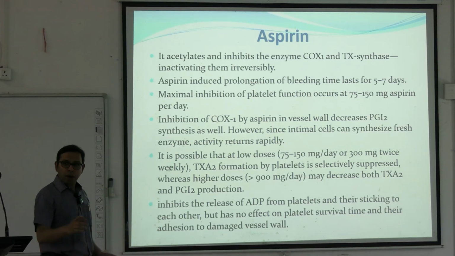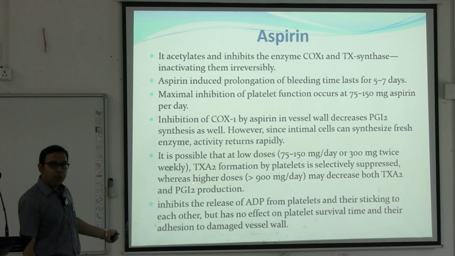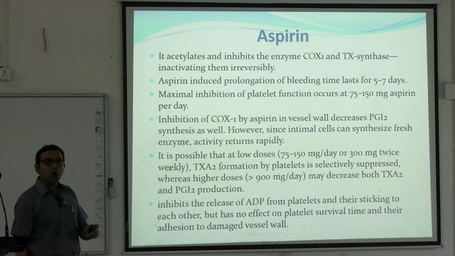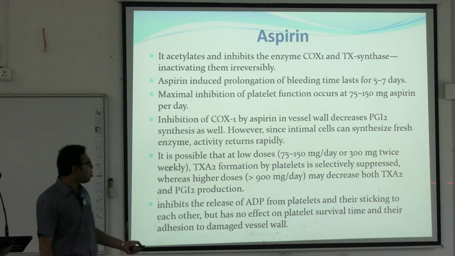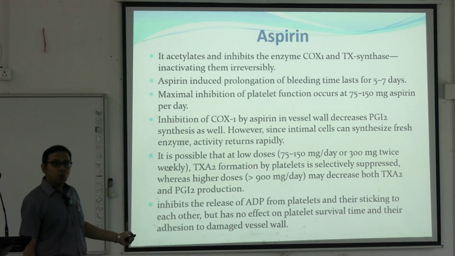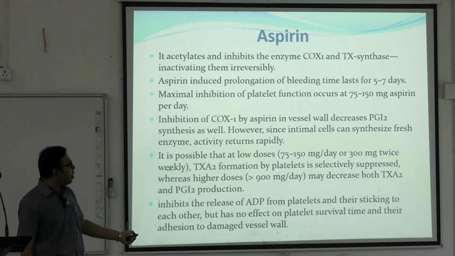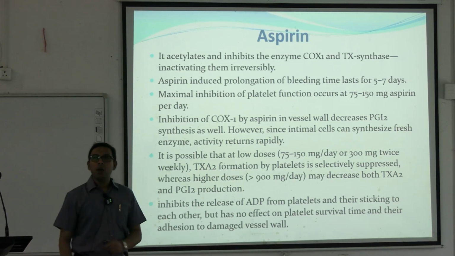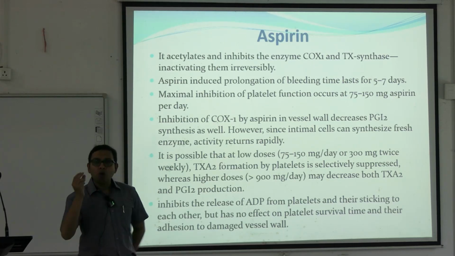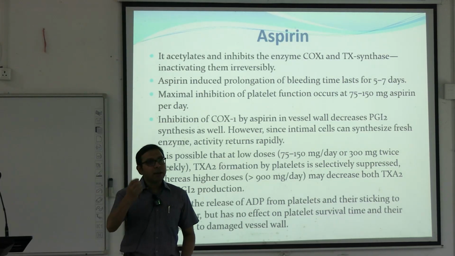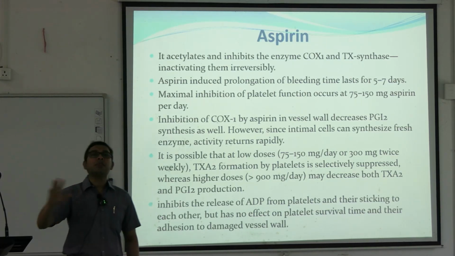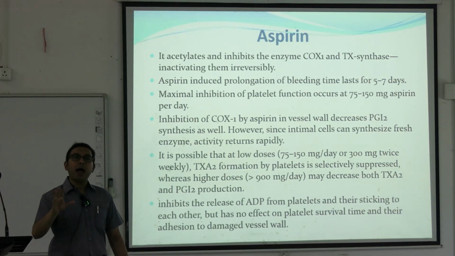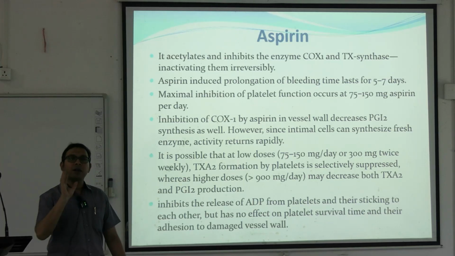We have already discussed this, you can see it here, at low doses. What is the low dose? 75 to 150 milligram per day of aspirin. Thromboxane A2 formation by the platelets is selectively suppressed. So thromboxane A2, which is a prothrombotic material, is selectively suppressed, but prostacyclin I2 synthesis is not suppressed at all. Prostacyclin I2 is beneficial. This is a vasodilatory substance.